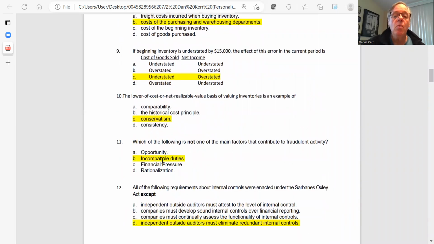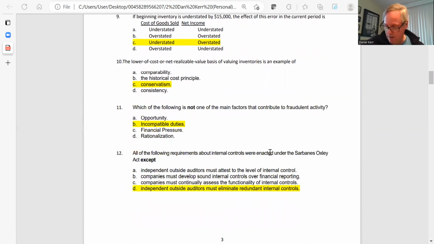Number 11, which of the following is not one of the main factors that contribute to fraudulent activity? So remember, this was the fraud triangle. If you have the opportunity, you've got the financial pressure, you've got the rationalization, you will have a fraud. Incompatible duties, that's something we do to prevent fraud, but it's not one of the things that actually contributes to fraudulent activity, whereas the other three do. So the one that doesn't belong there is B, as in boy.